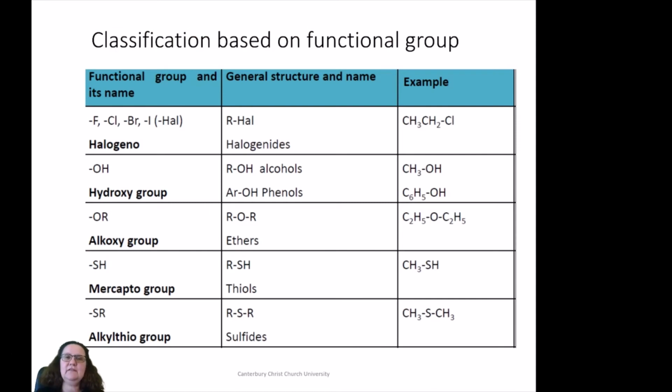You can also classify an organic compound with respect to its key functional group in the molecule. You can have halogens as functional groups. You can have a hydroxyl group, and that gives you alcohols, or phenols if they are in an aromatic ring. You can have ethers, thiols, and sulfides when you have sulfur in the structure. And here are just some examples of how those organic compounds might look with those particular functional groups.